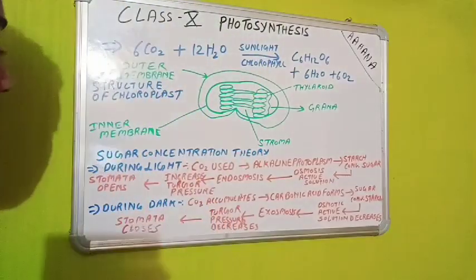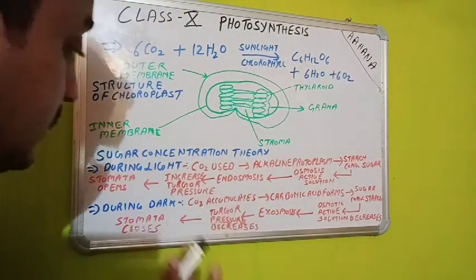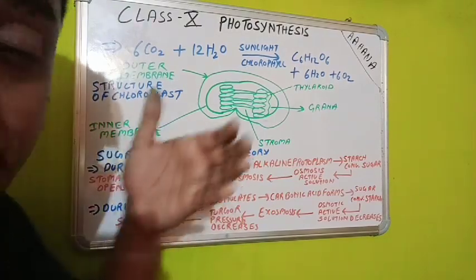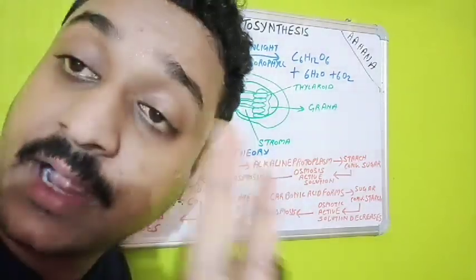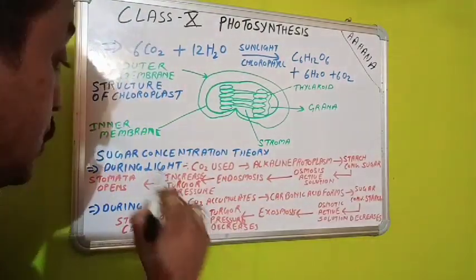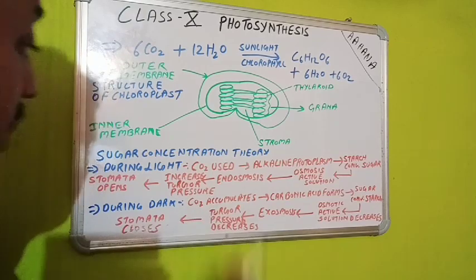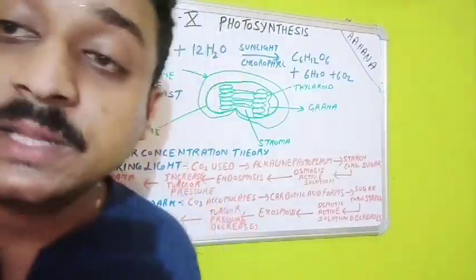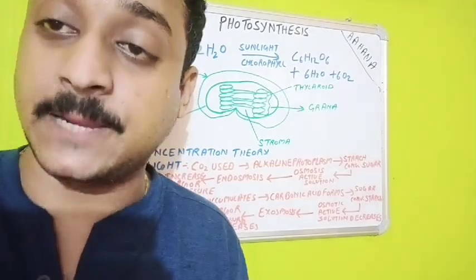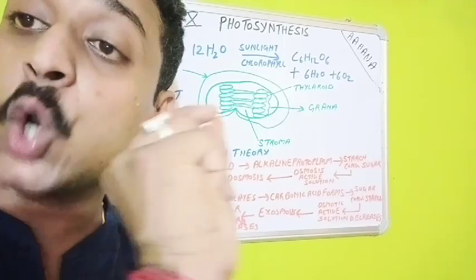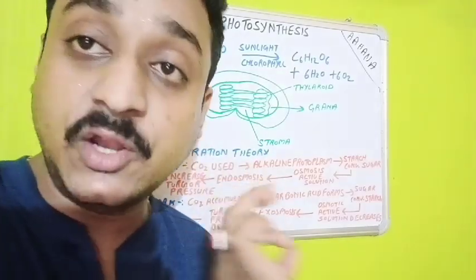Now, here we have to learn what is happening during night time and what is happening during daytime. So here I have made two things, during light and during dark. First of all, we will see what is happening during light, when there is daytime. I am not talking about the desert plants over here, only the normal plants, normal tropical region plants.